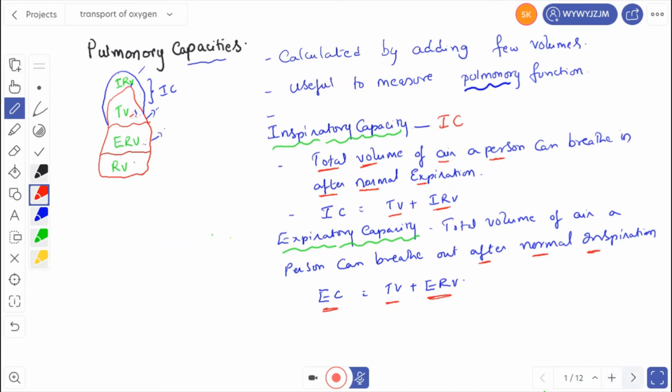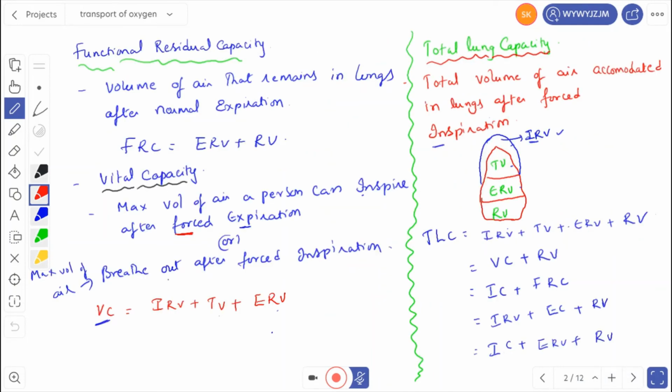Let us see the next one, functional residual capacity. It is the volume of air that remains in the lungs after normal expiration. In normal expiration, you are sending out only TV. When you send out TV, what volume is left in the lungs? ERV plus RV, expiratory reserve volume and residual volume, is left in the lungs. So that is called functional residual capacity.